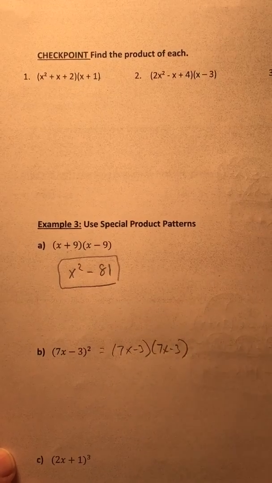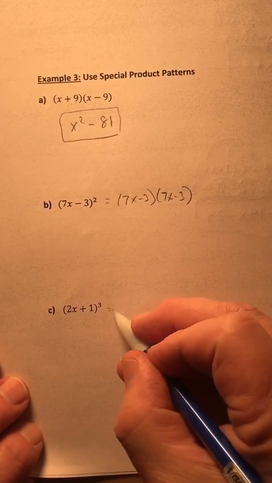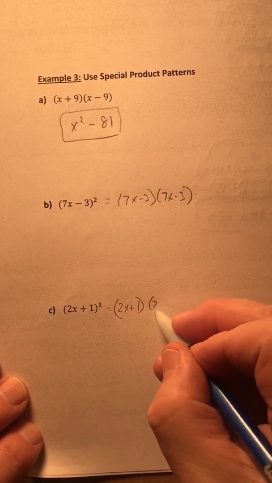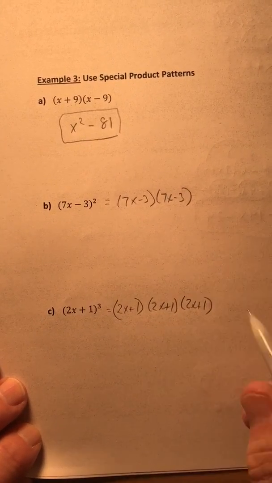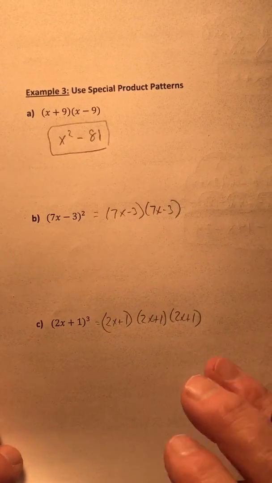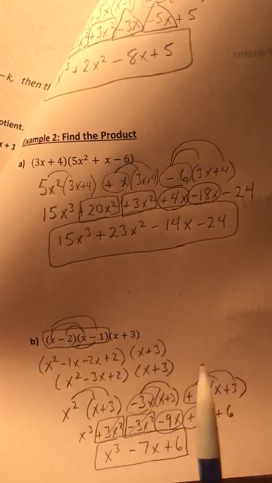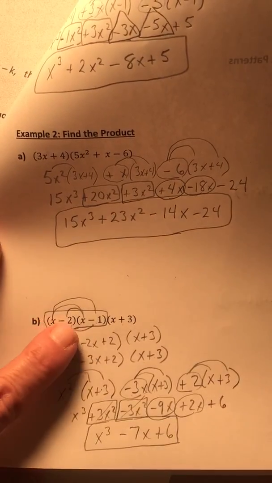This one, 7x minus 3 squared, is the same as 7x minus 3 times 7x minus 3. So you'd have to FOIL that out. And then in the next one, 2x plus 1 cubed is 2x plus 1 times 2x plus 1 times 2x plus 1. And we would have to do it the same way we did that second example, when we had the 3 we multiplied together. So pick 2, FOIL them out. So that's your multiplying.